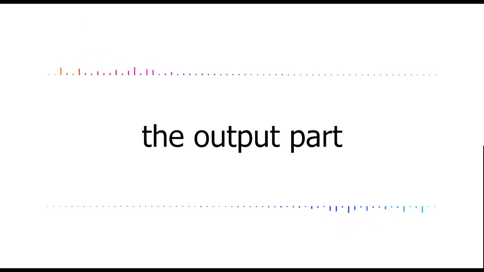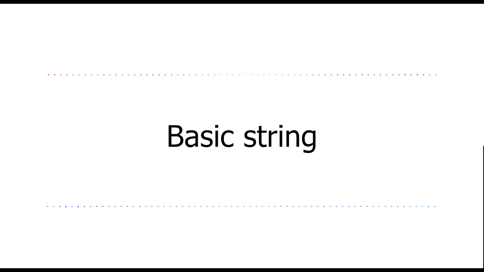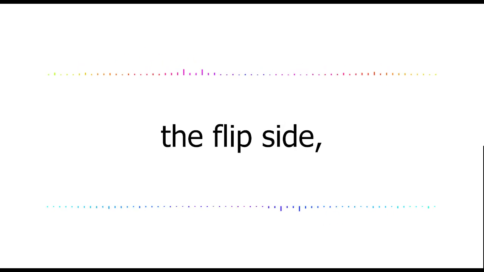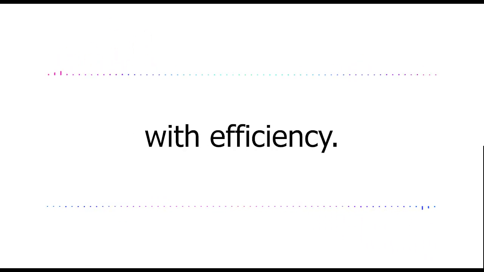I guess you wouldn't need the output part then. Right. And so for that, you have std::basic_istringstream, which works just like std::basic_stringstream, but only lets you read from the string. And then on the flip side, if you only need to write to a string, you can use std::basic_ostringstream. So basically, they have a specialized tool for every scenario. I bet that really helps with efficiency.